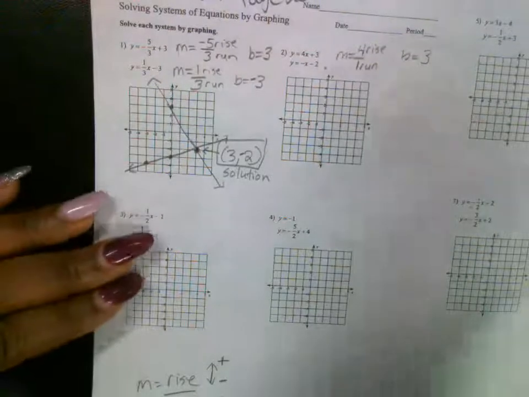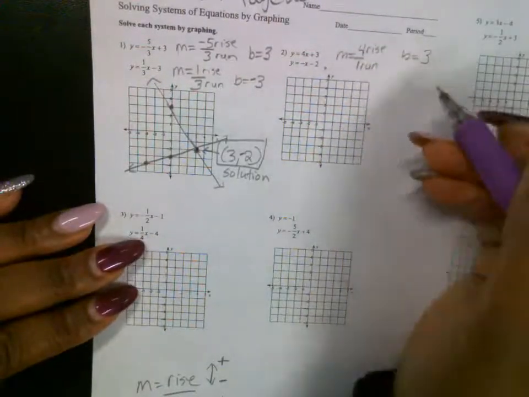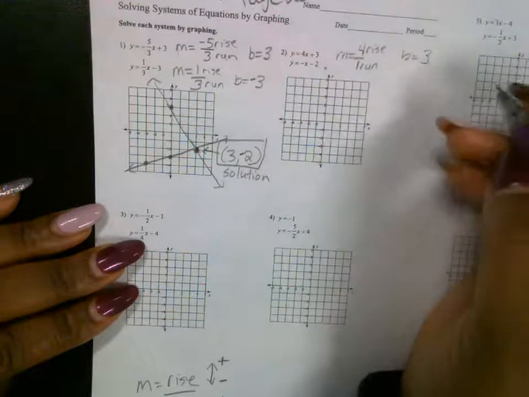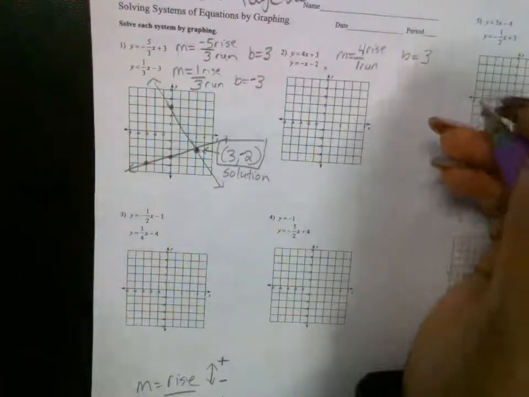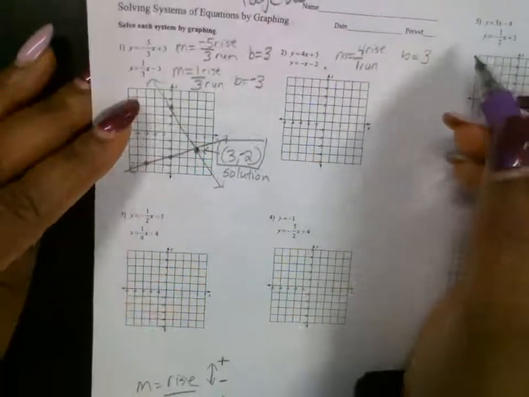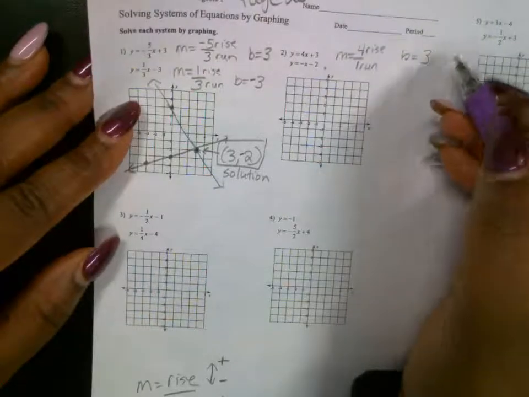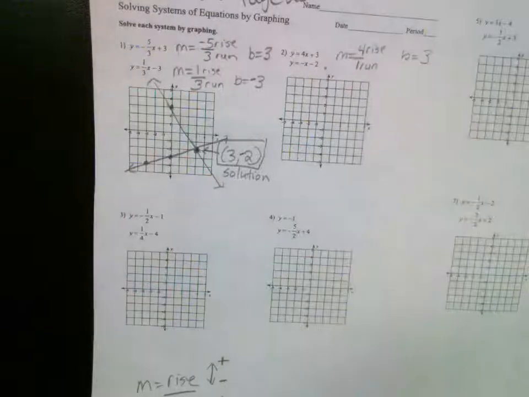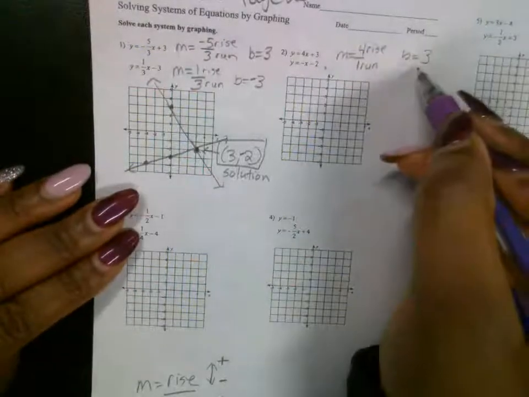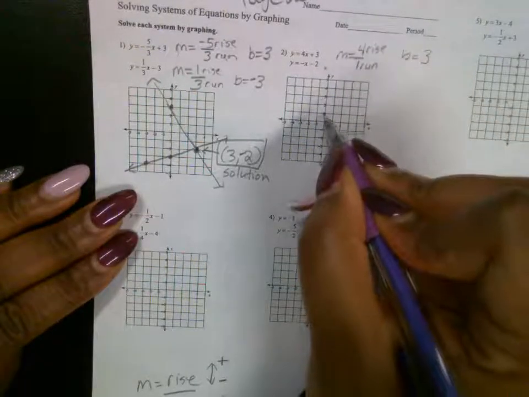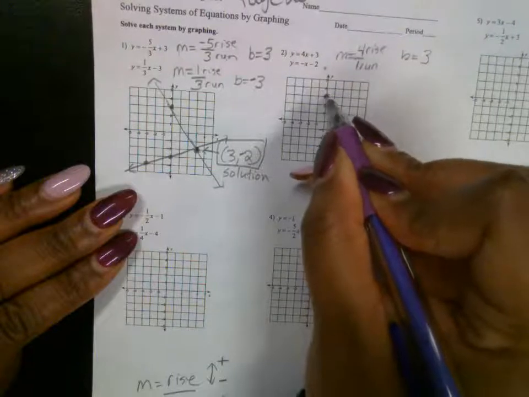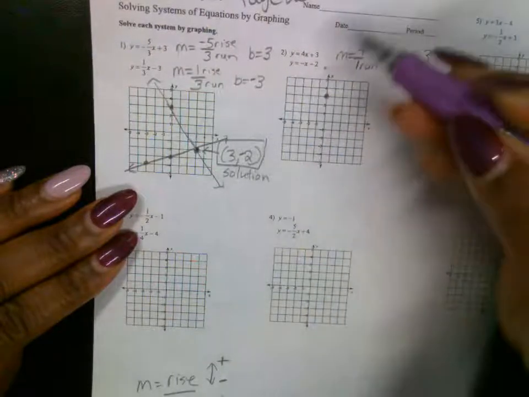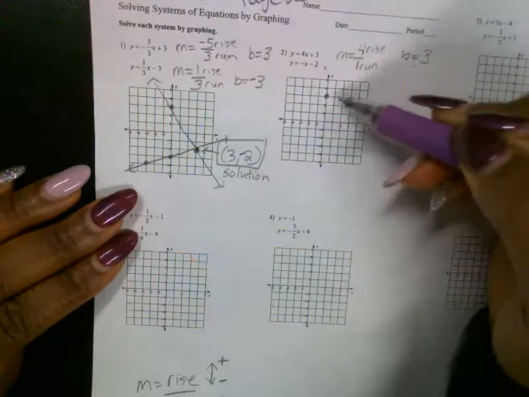So now, what are we going to do? After we label our M and our B, what's the next thing? Isel, sit up. Jalen, sit up. Jaden, sit up. What do we do? Graph B on the graph. Graph B on the y-axis. So we graph 1, 2, 3. This is B. This is +3 on the y-axis.